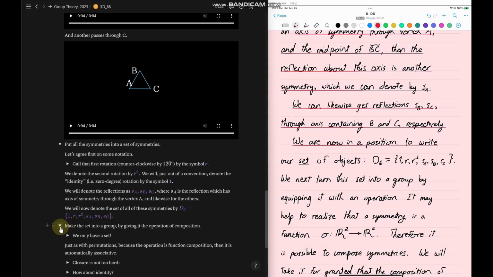We are now in a position to write our set of objects. D sub 6 is the set of 1, R, R squared, S_A, S_B, S_C. We next turn this set into a group by equipping it with an operation.